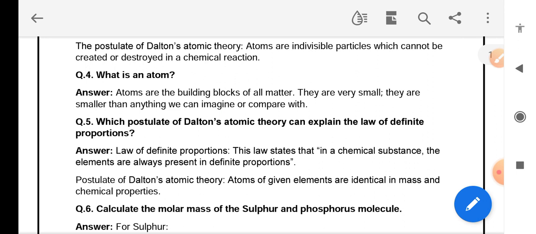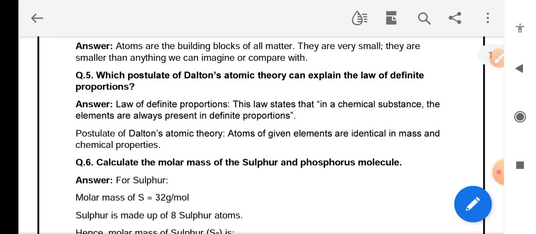Which postulate of Dalton's atomic theory can explain the law of definite proportions? The law of definite proportions states that in a chemical substance, the elements are always present in definite proportions. Postulate of Dalton's atomic theory: atoms of a given element are identical in mass and chemical properties.